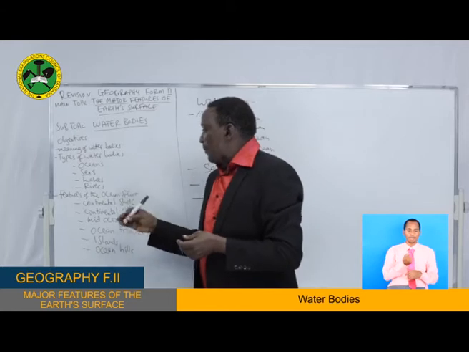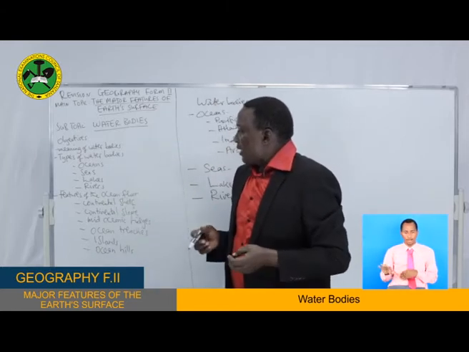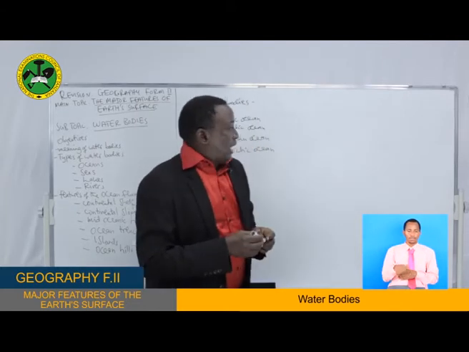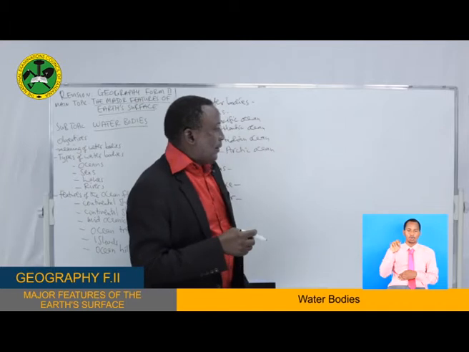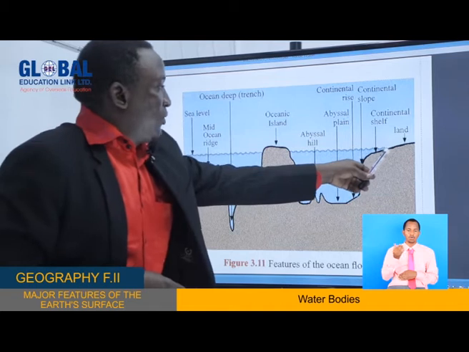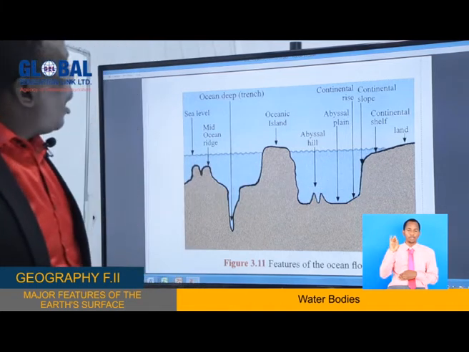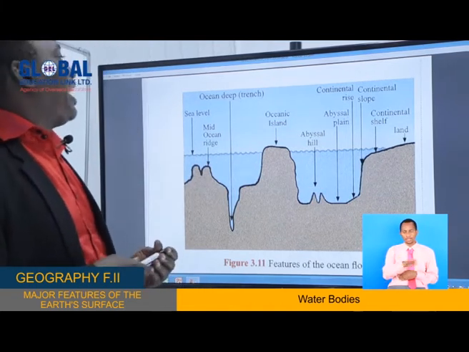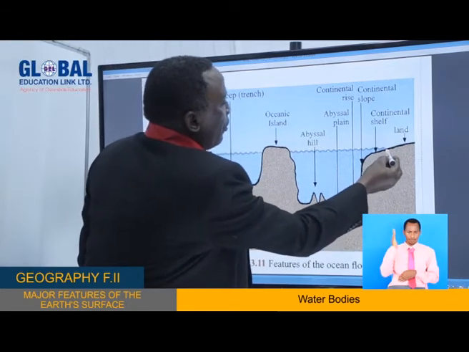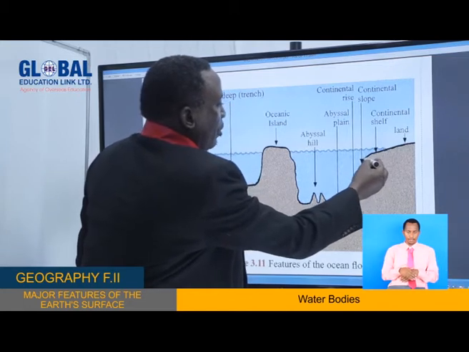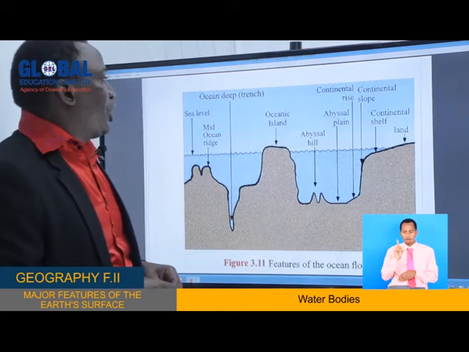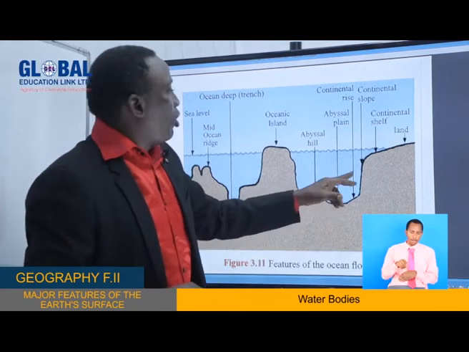As I pointed here, there is a continental shelf. A continental shelf, dear students, as you can see here, is a narrow sloping margin of the continent. There is a margin here. So there is a narrow margin of the continent, which is covered by shallow water, and it runs into the sea world or the ocean world.